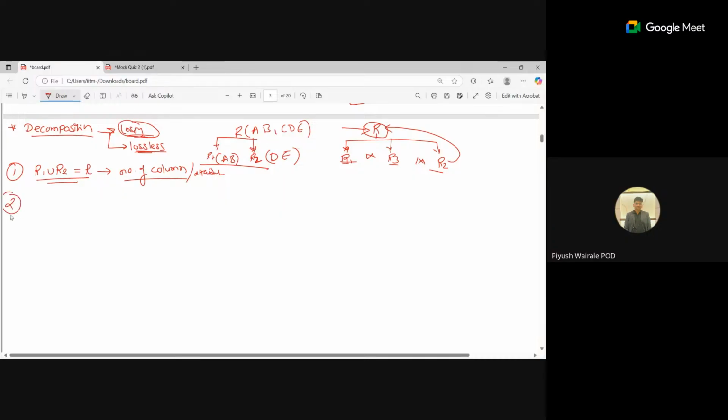Now the second one is, tell me. R1 intersection R2 cannot be null. Not equal to null, it cannot be an empty set here.